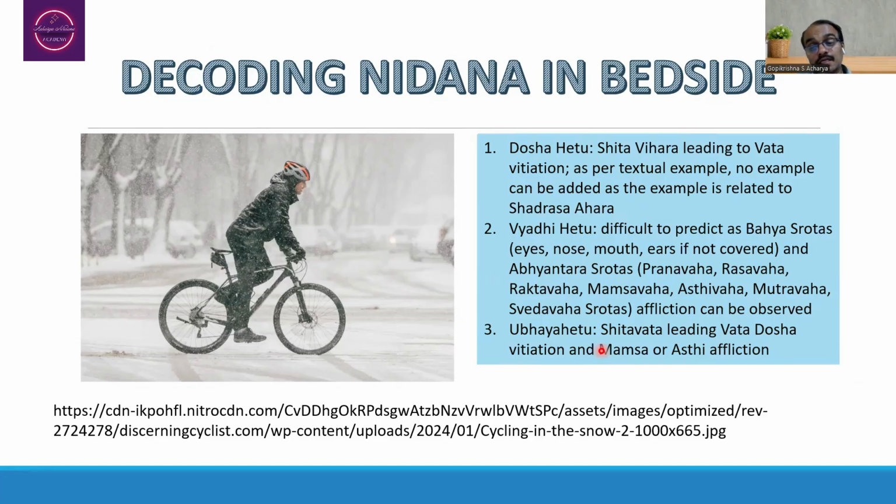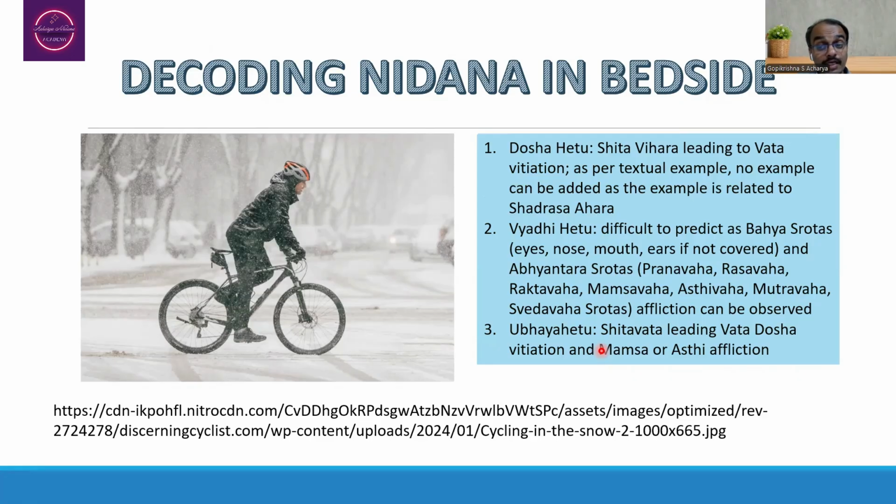The third set of the classification is dosha hetu. Here, shitala vihara is leading to vata dosha vitiation. But the textual example says shadrasopeta ahara. Based on that, this shadrasa ahara cannot be given as an example for dosha hetu here. So here dosha hetu could be shitala vihara, leading to vata dosha vitiation.